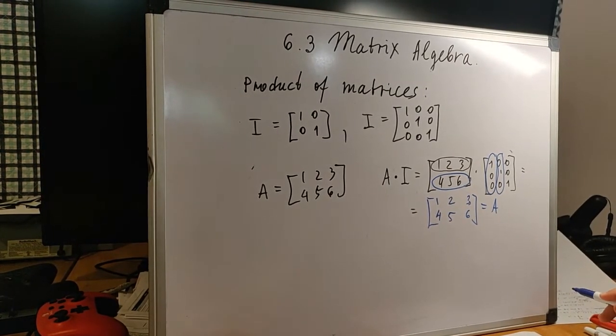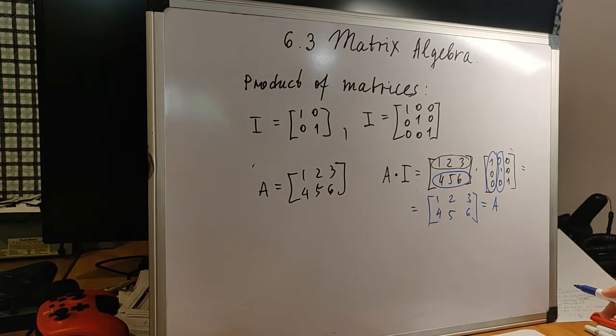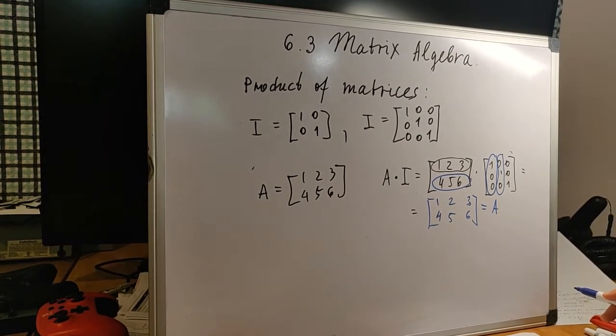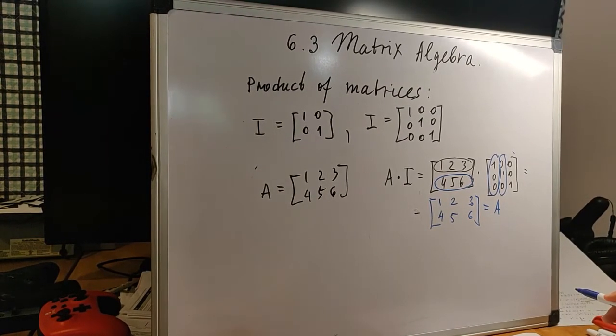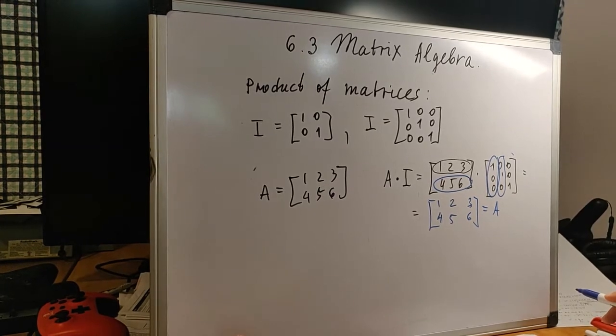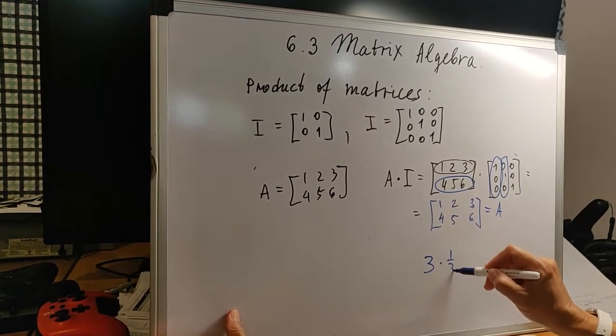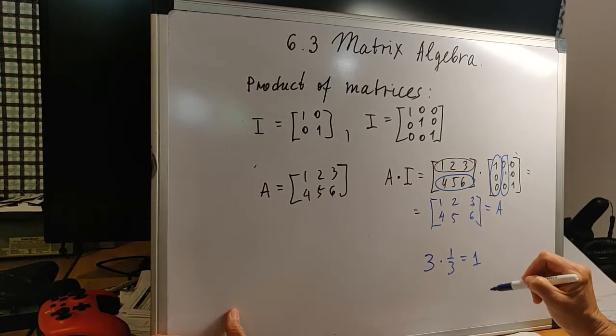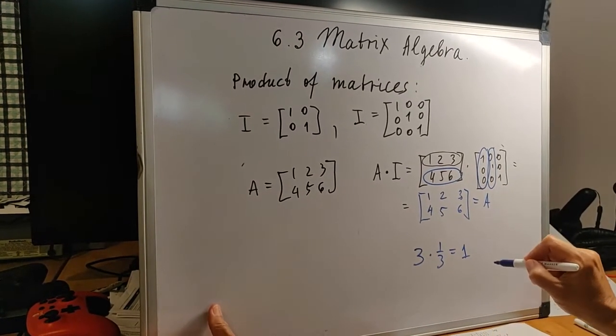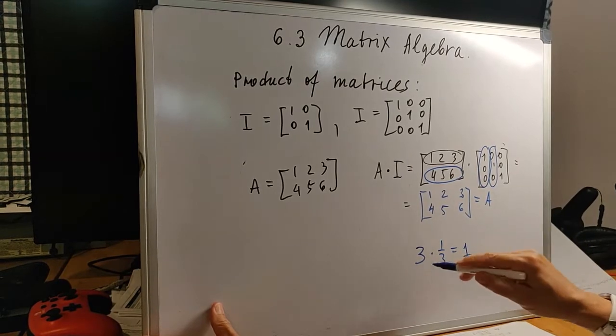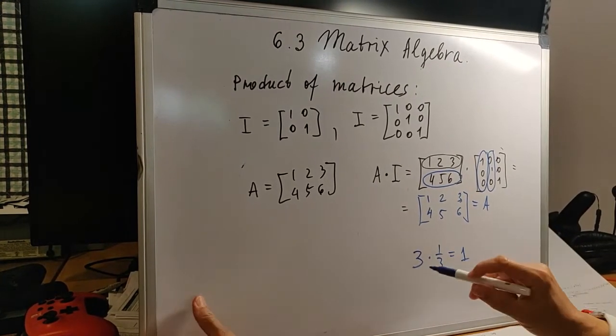Next one is going to be inverse matrix. We do know that numbers do have inverses, right? Like we have number 3 and there is an inverse of number 3, which is 1 over 3. You multiply them, 3 multiplied by 1 over 3, and you get 1, right? In the world of matrices, the same relation is going to work. Just instead of numbers, we are going to have matrices.